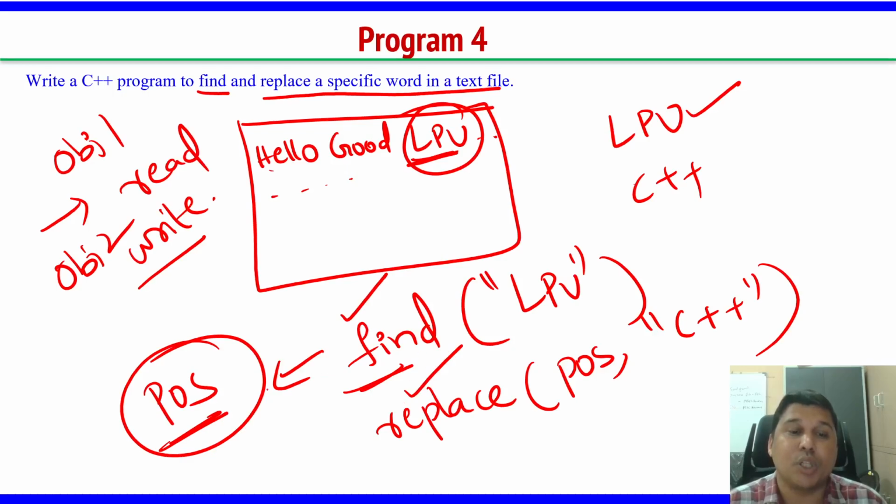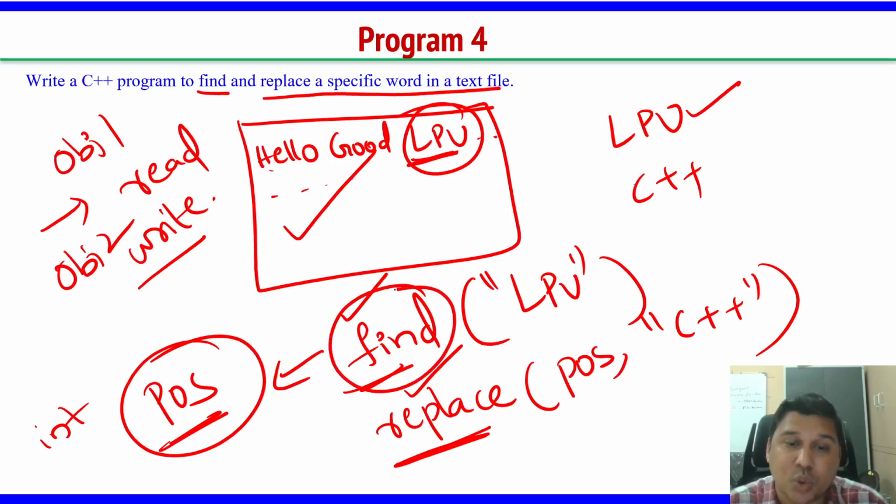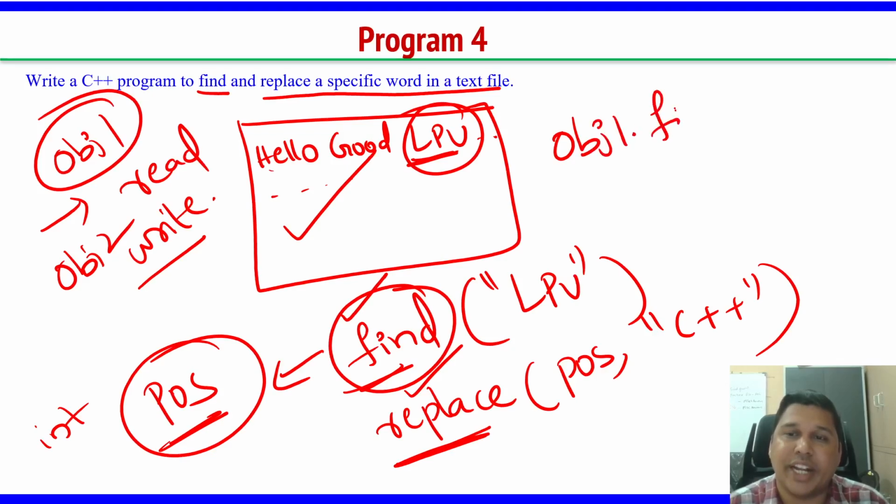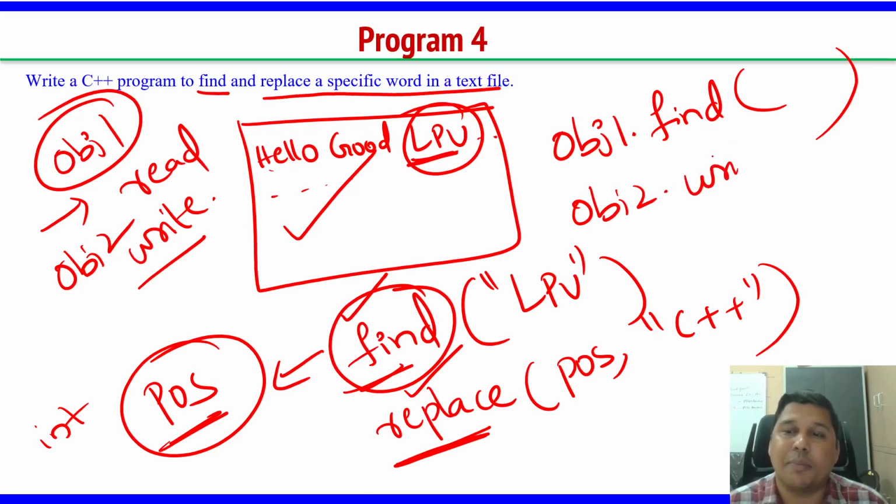Find will give you the position. I can capture that in an integer variable and give it as an input to the replace function. This replace function will replace the content. But the find function should be used with object1, so I write object1 dot find, and the replace function should have write permission, so I should use object2 dot replace. Using these two functions, the job is very easy.